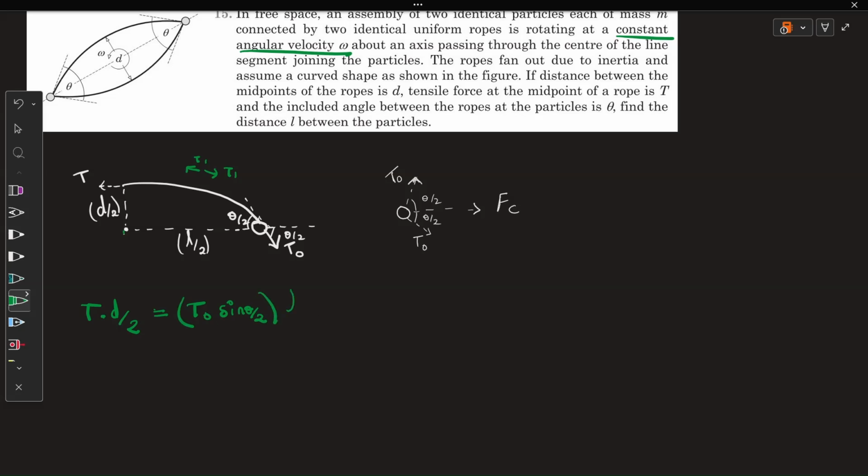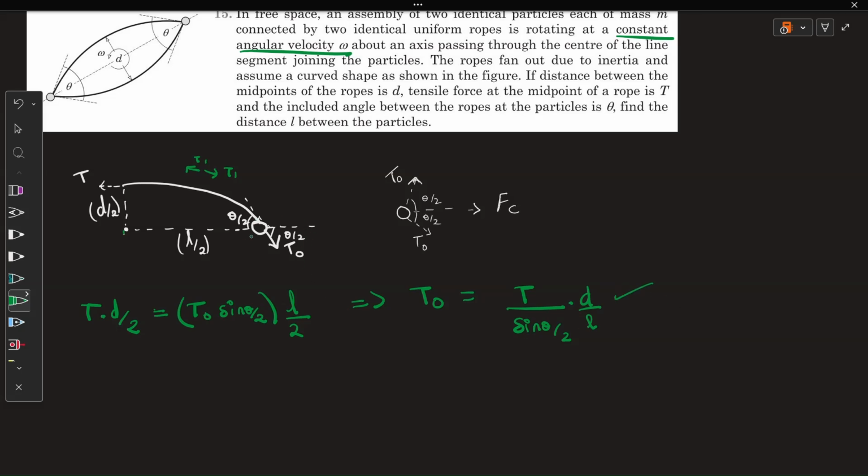Into perpendicular length, which is L by 2. If you just equate it, what you get is, what is T naught? T naught is nothing but T by sine theta by 2 into D by L. These halves get cancelled. So this is what T naught is.